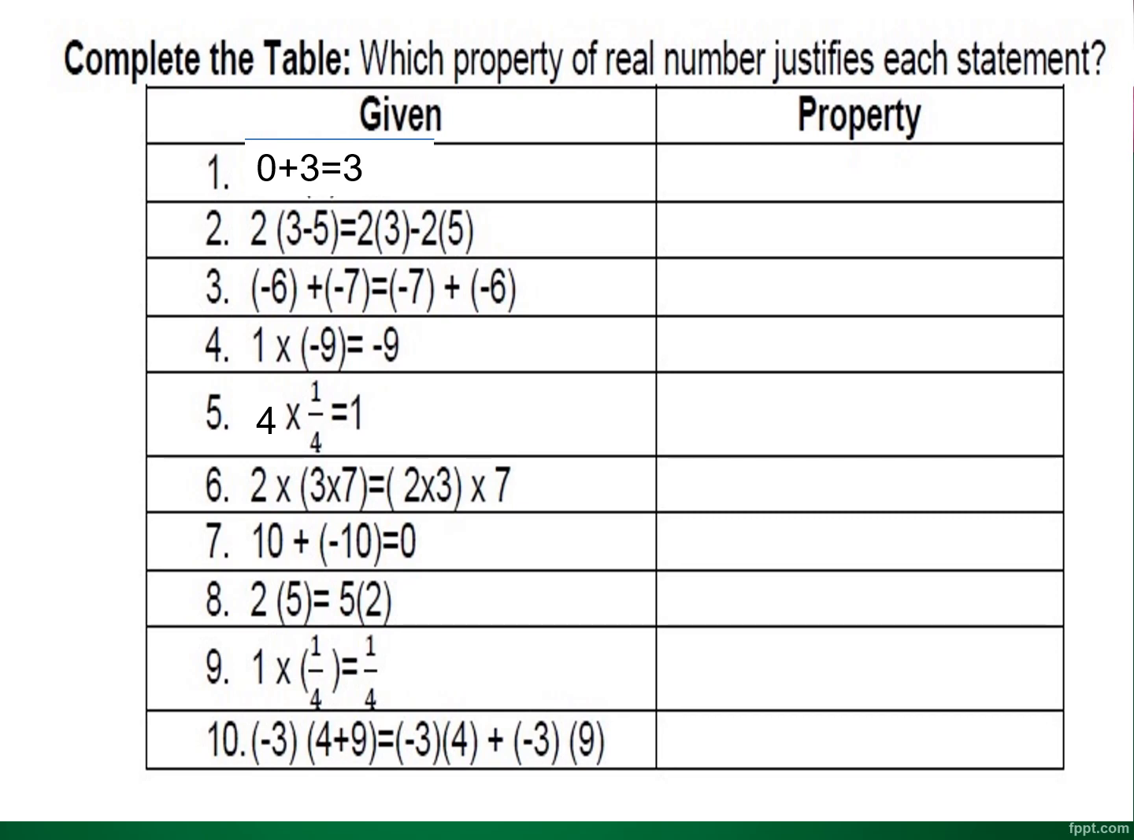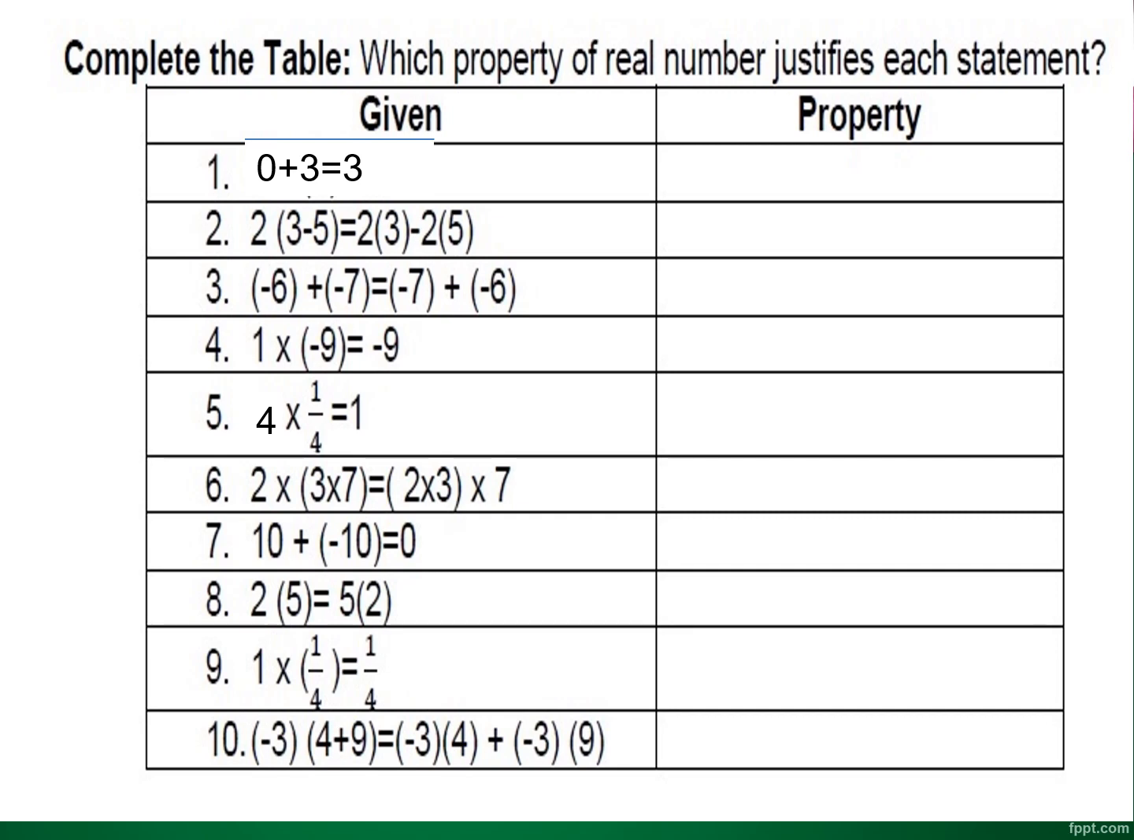Okay. Let's have number 5. 4 times 1/4. Understood na po yung whole number na may 1. 4 over 1 times 1/4. Kabaligtaran ng 4 ay 1/4. So, meaning, nasa ano tayo? Inverse property, no? Inverse property of multiplication. So, kunin natin yung reciprocal ng number, tapos magiging 1 yung sagot.